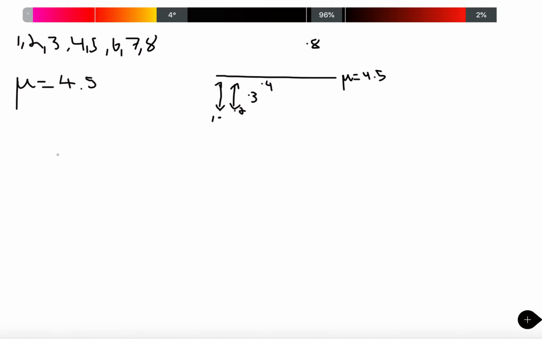Now, the variance formula equals 1 over n times the sum from 1 to n of (x minus nu) squared.